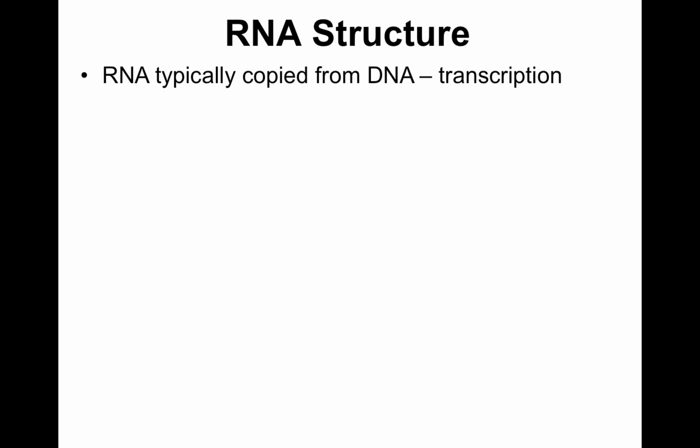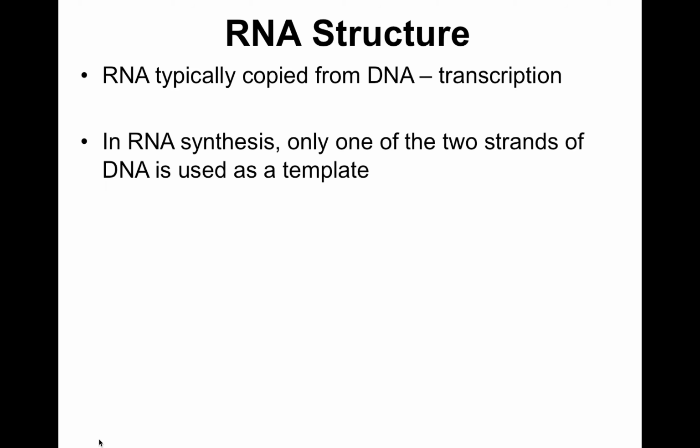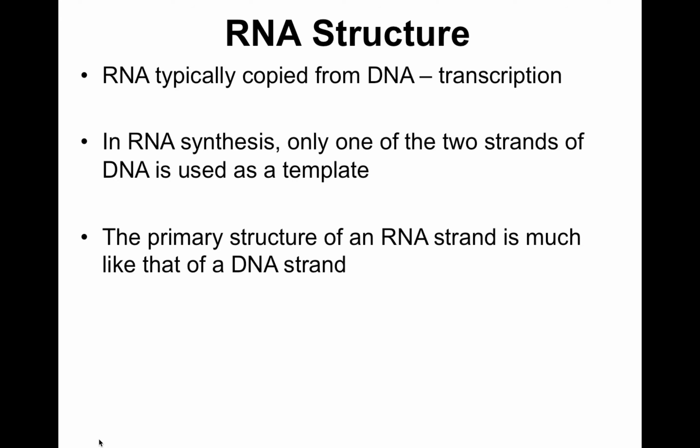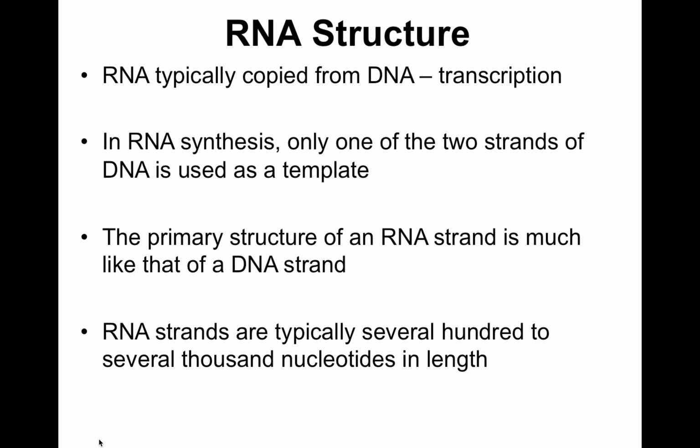RNA is typically copied from DNA in the process of transcription. In RNA synthesis, only one of the two strands of the DNA is used as a template, and the primary structure of an RNA strand is much like that of a DNA strand. It has a 5' end and a 3' end. It has phosphodiester linkage on one side, and the bases protrude into the middle of the molecule. RNA strands are typically several hundred to several thousand nucleotides in length, although there are some very, very important small RNAs in the cell that contribute to gene regulation and embryonic development.